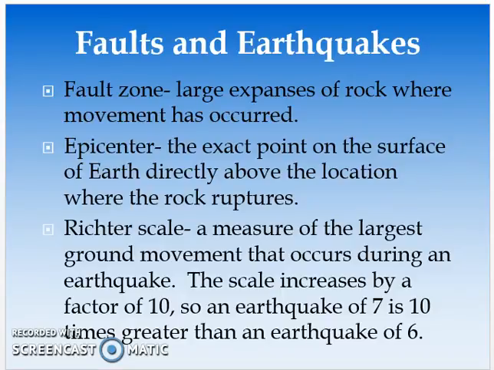So an earthquake that's a 7 is 10 times worse than an earthquake that is a 6. It's kind of like the pH scale. It's a base 10 scale as well. So as you go up a number, you're going up by a factor of 10. So it's 10 times worse. So an 8 is 100 times worse than a 6, because 10 times 10 is 100.